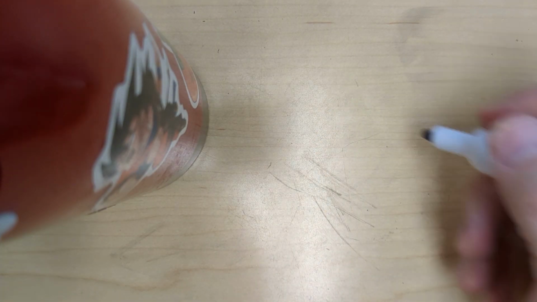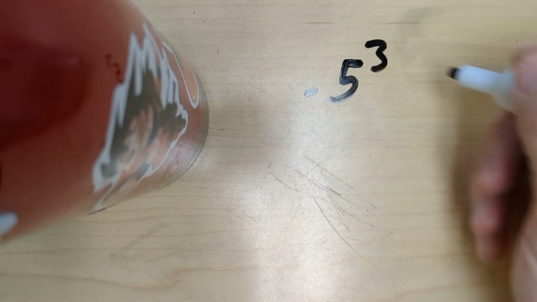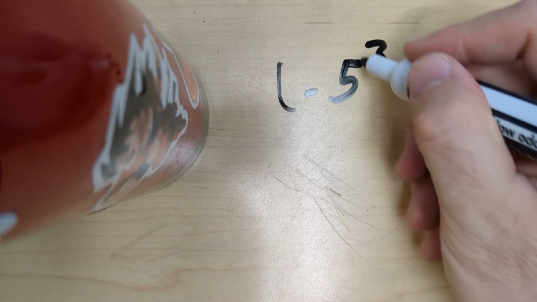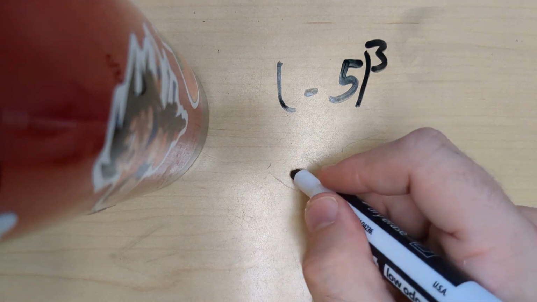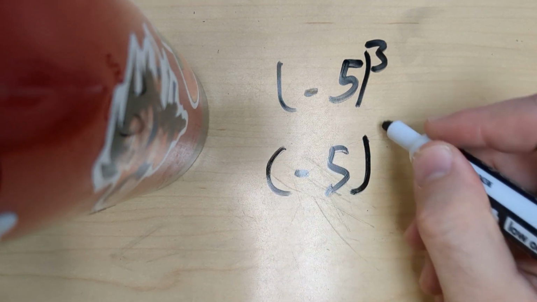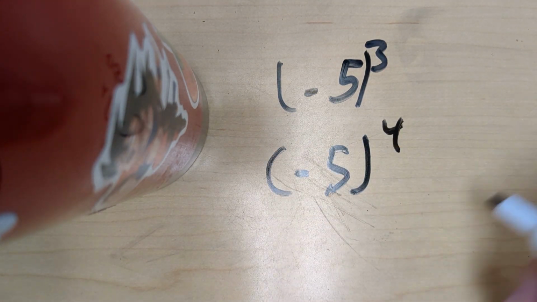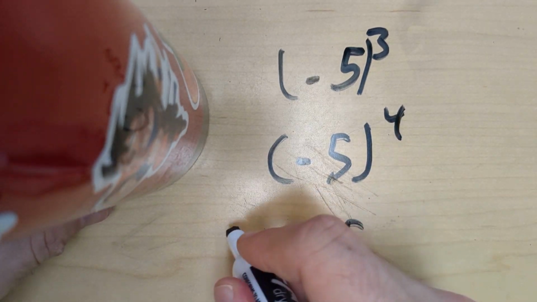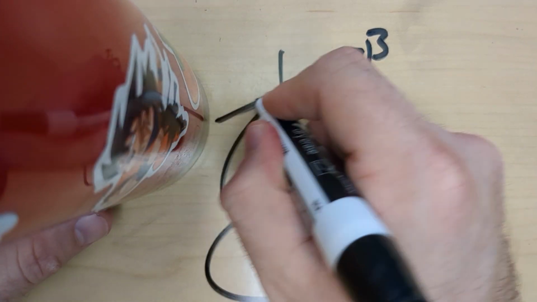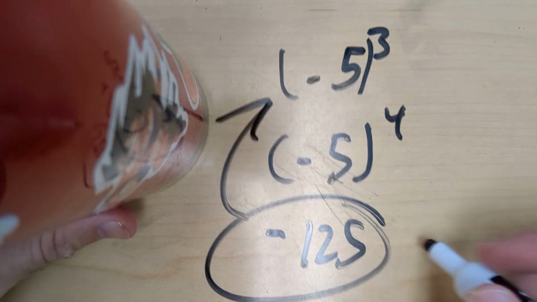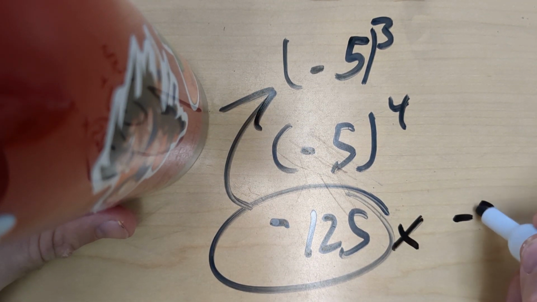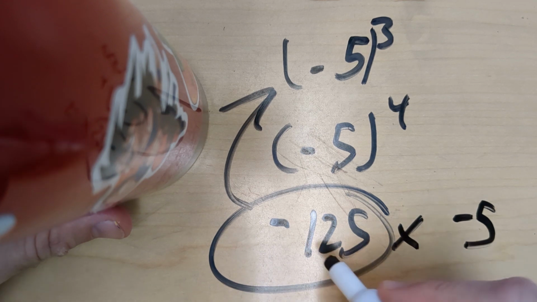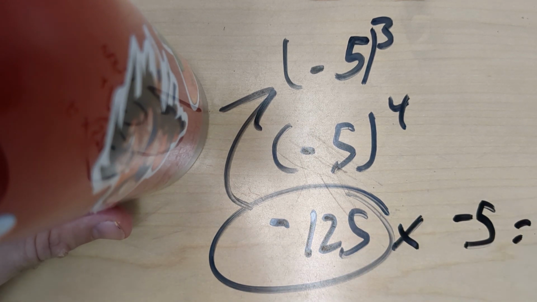while still increasing that overall amount, right? So if we're at negative 125 because of negative 5 to the third power, and instead we did negative 5 to the fourth power, we would see that negative 125 multiplied times negative 5. And then when we multiply two negatives, we end up with a positive.